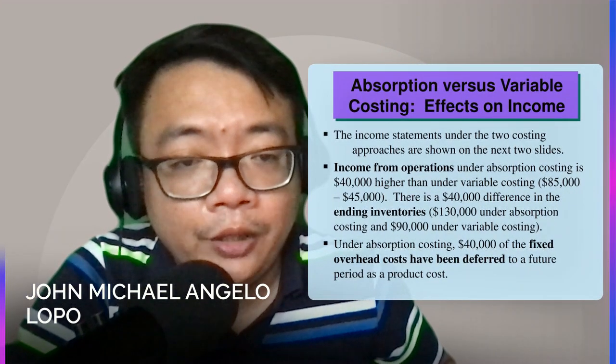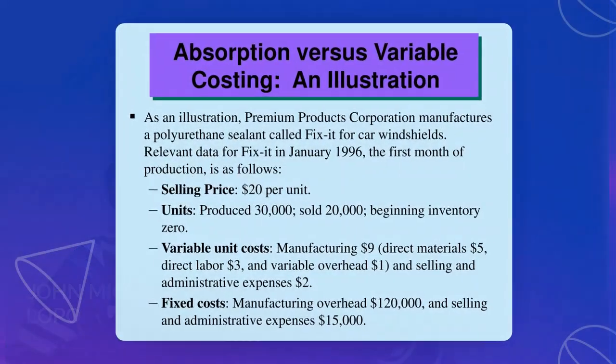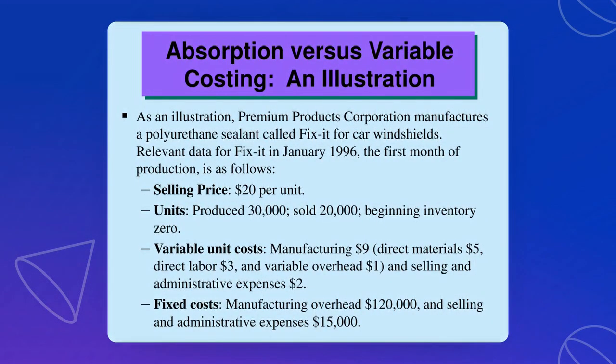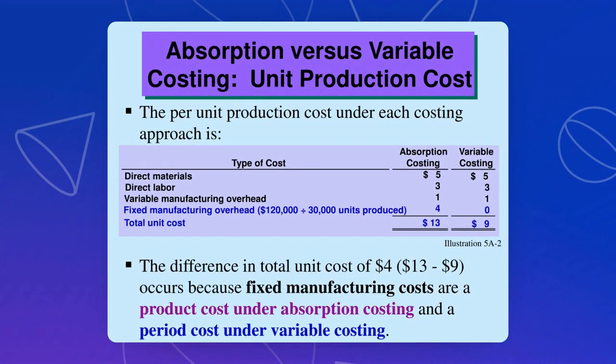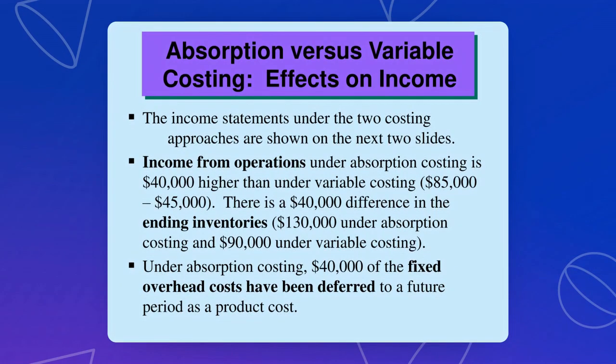Go back to this one. 4. How much would be the ending inventory? The ending inventory here is 30 minus 10, so 10. 10,000 times 4, because 4 is your fixed cost. So dapat the difference is 40,000. That's why here, under absorption costing, the difference is 40,000. Okay? Of the fixed overhead that have been deferred to a future period as a product cost. But because of that, we will check first with the long cut. Ito ay ating shortcut.